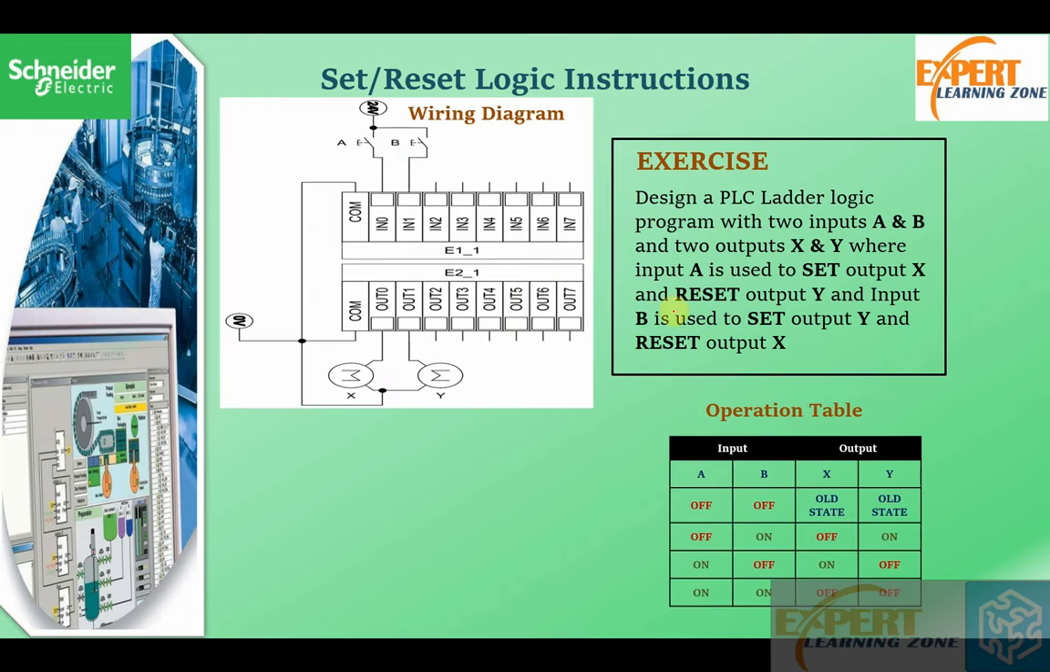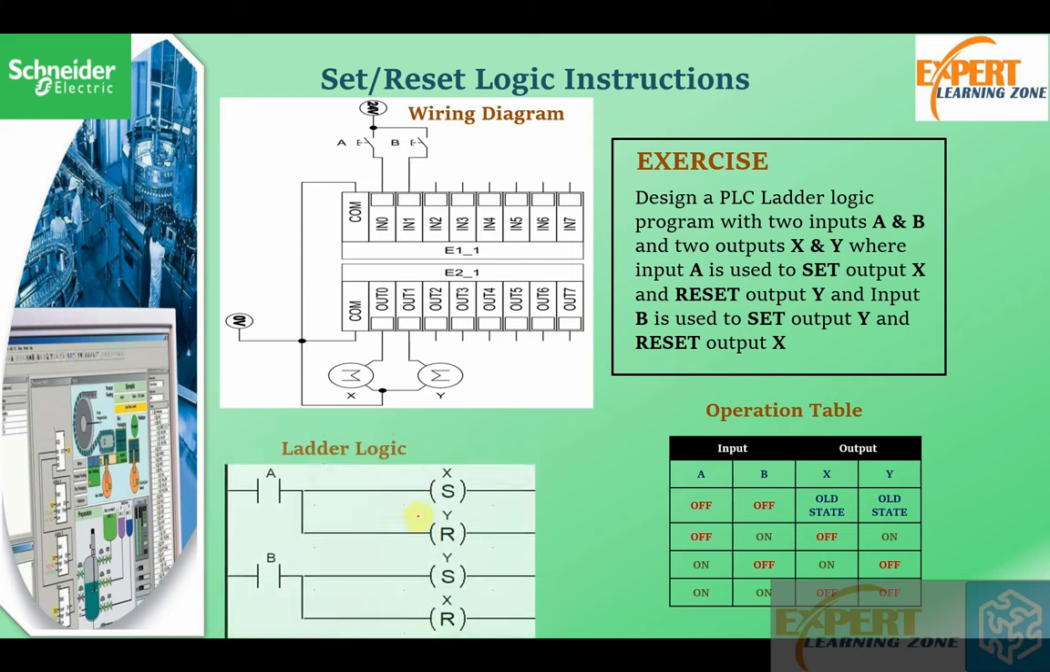Okay, so let's look at the solution to that problem. This is a hard wiring of that problem. We have our two normally open switches A and B, and our outputs X and Y, and this is the truth table. When A is off and B is off, X and Y are both off. When A is off and B is on, then X is off and Y is on. When A is on and B is off, then X is on and Y is off. And when both of them are on, then the two outputs are off.